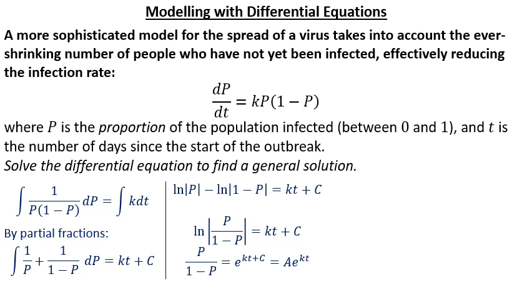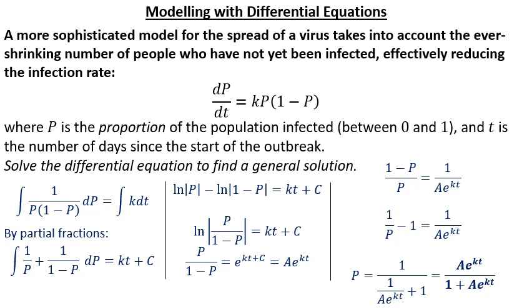First we'll do e to the power of both sides, and I've missed out a k in here, but p over 1 minus p equals e to the kt plus c, which will give, when you turn e to the c into a, a e to the kt. Now, if you flip that over, take the reciprocal of both sides, then we can break apart that fraction, 1 over p minus p over p. We can add the 1 to both sides and flip it over again, take the reciprocal.